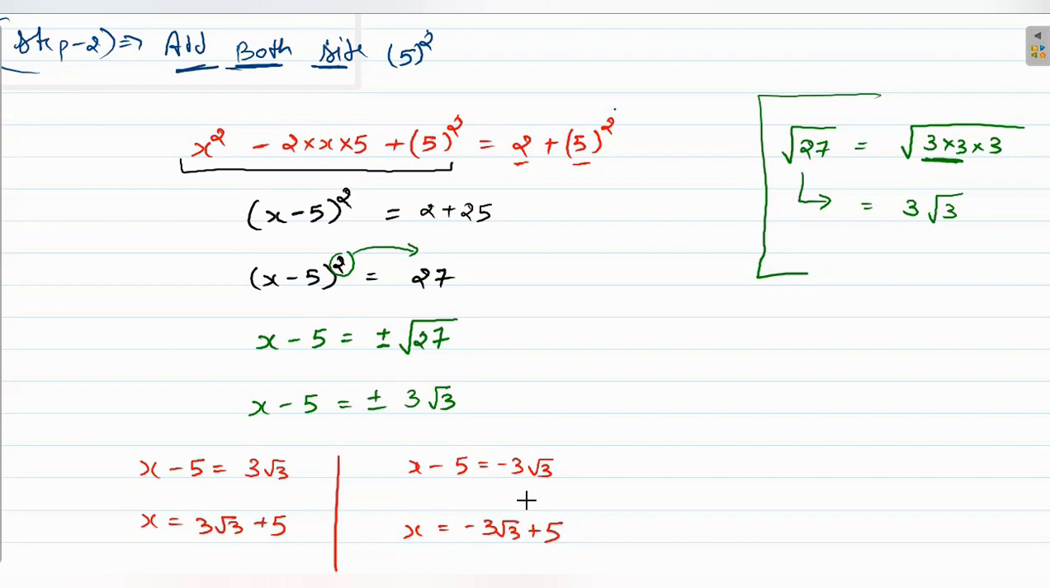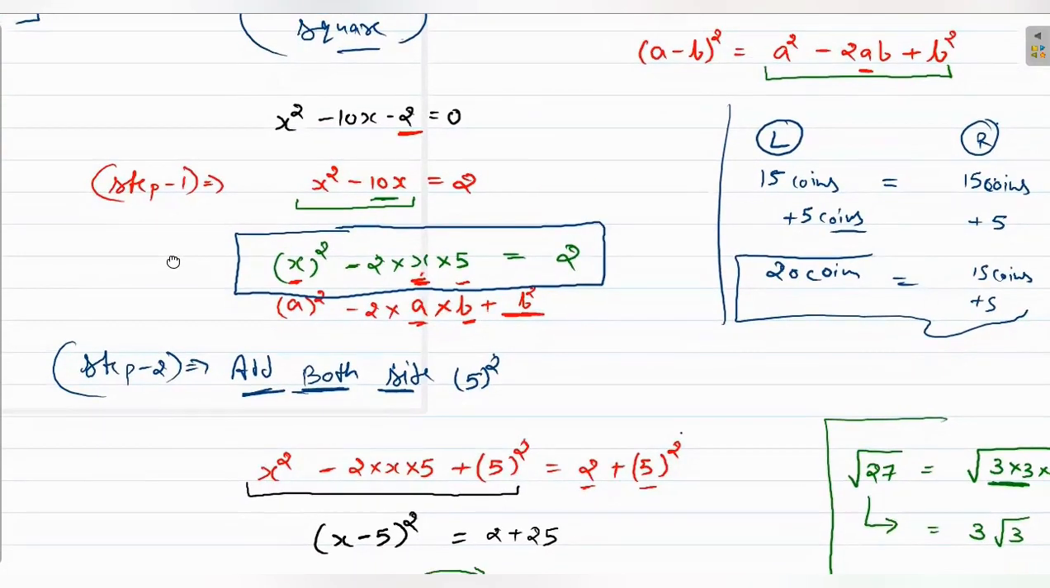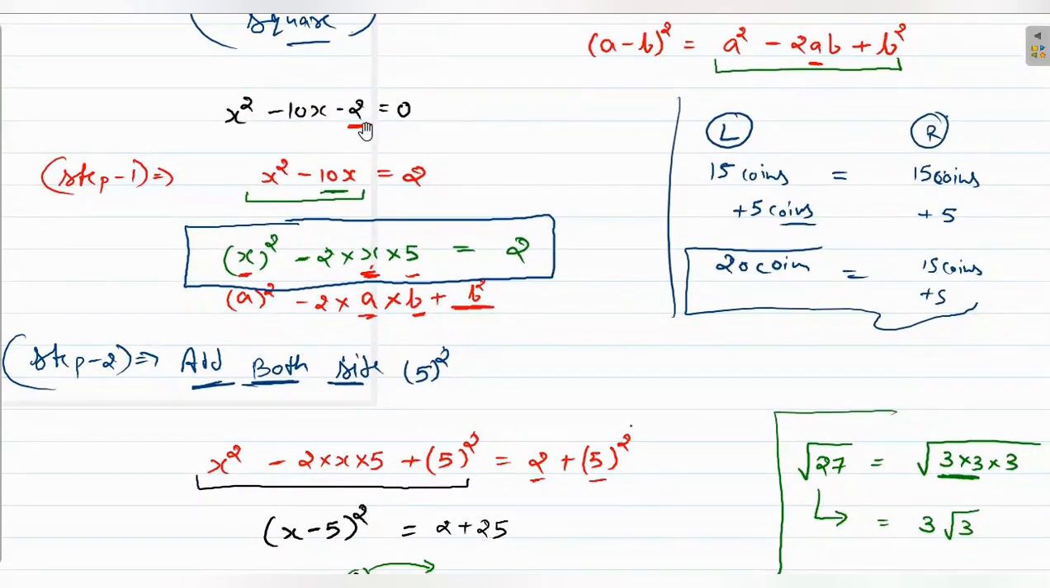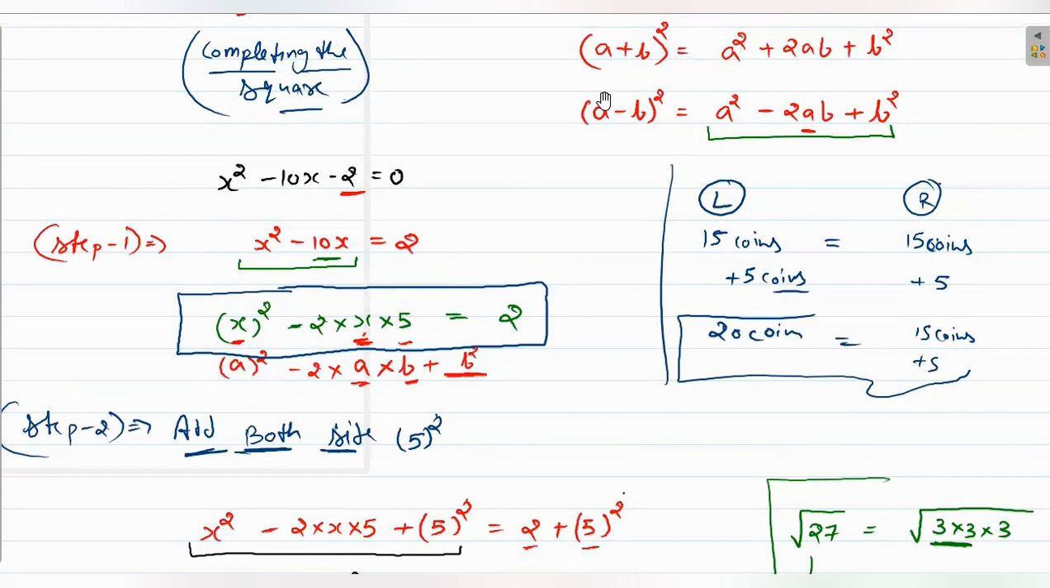Any confusion for the question? No. Okay, so I hope you get the complete one. We started with x square minus 10x minus 2. Then I told you step number 1: you take away that constant from the left hand side and put it on the right hand side. Then try equating it with one of the identities. You have to choose which one it matches. If there is a negative sign in the middle term, it will match with the second one. If there is a positive sign in the middle, then it will match with what? The first one. Get it?